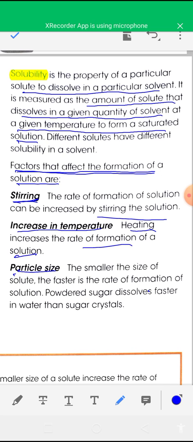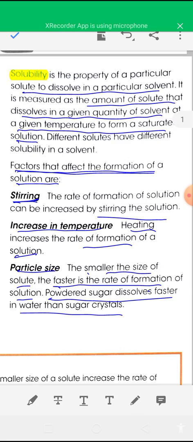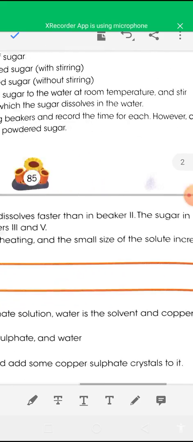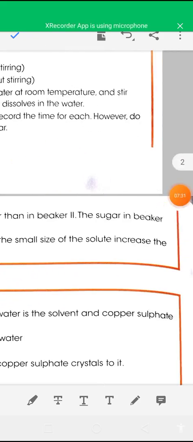And particle size: the smaller the size of the solid particle, the faster is the rate of formation of the solution. That is why powdered sugar dissolves faster in water than sugar crystal. Smaller the size, faster is the rate of formation. So these are the three main factors that can affect the rate of formation of solution.